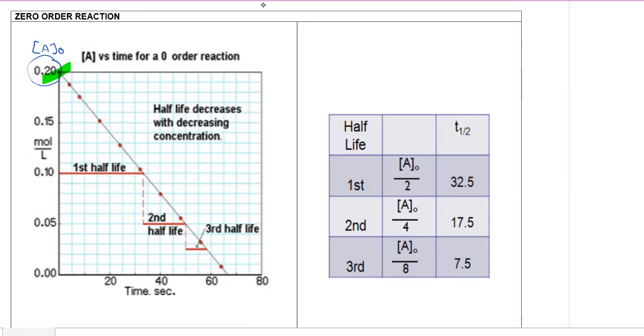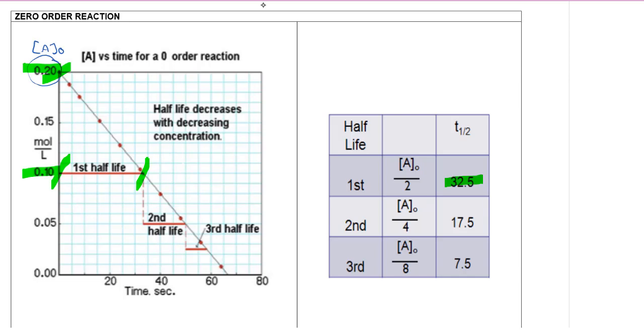From the graph, we need to find the y-intercept. The y-intercept determines the initial concentration. From this graph, we know that the initial concentration is 0.2. Half-life means the time taken for the initial concentration to become half, so from 0.2 to 0.1. The time taken is starting from here up until this point, so we get the value 32.5. That is the first half-life, the time taken for the initial concentration to become half.